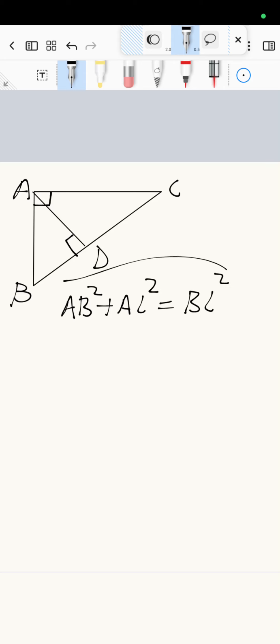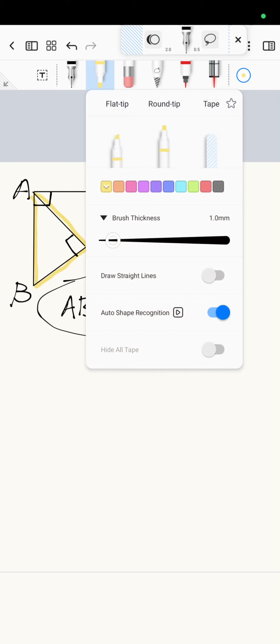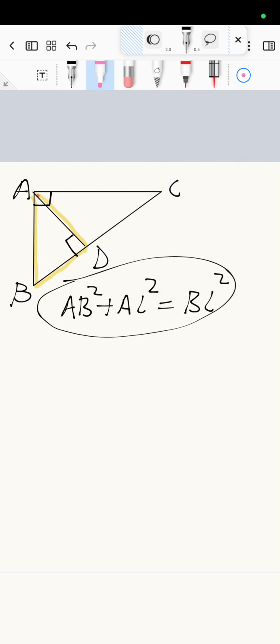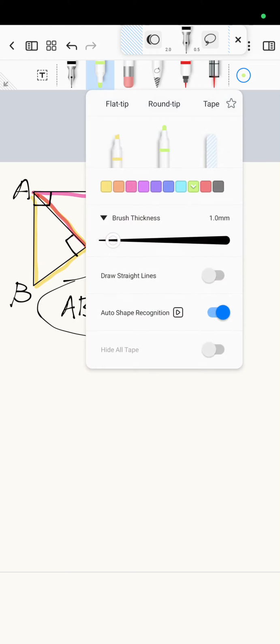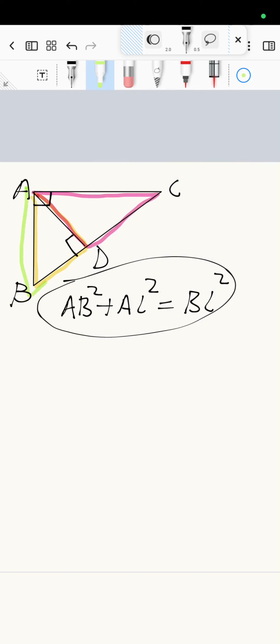This is what we want to prove, and the triangle that is given to you, it's given that this is 90, and that this is 90. What we are supposed to see is that there are three triangles formed. There is triangle ABD, there is ADC, and then there is the greater triangle, which is ABC.